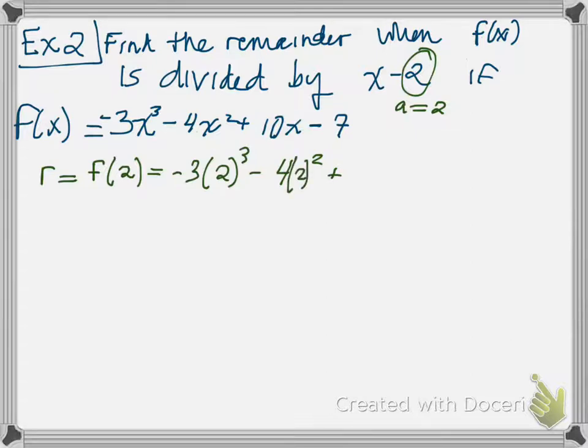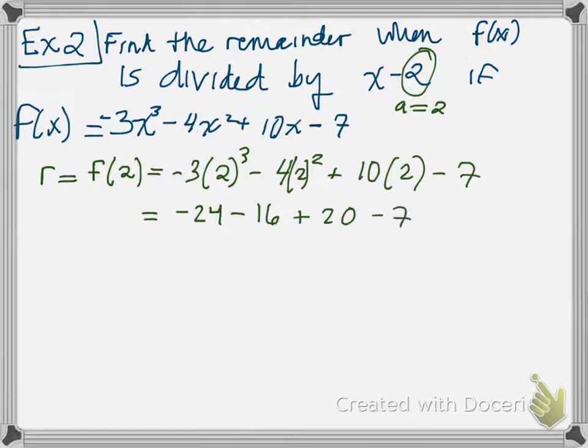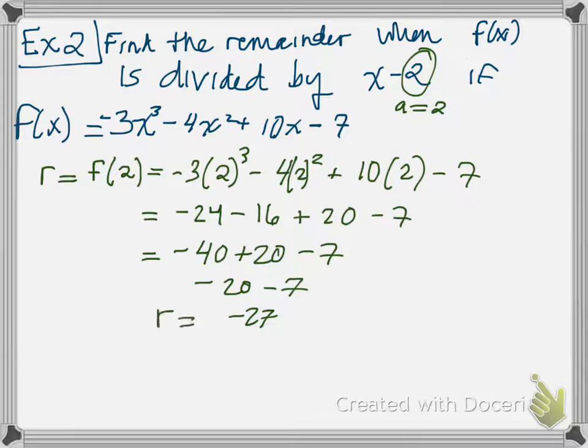So basically I'm just plugging in 2 for x. And now I'm just going to simplify and see what I get. So 2 to the third is 8 times negative 3 will be negative 24. 2 squared is 4 times negative 4 is negative 16 plus 10 times 2 is 20 minus 7. So I know this is going to be negative 40 plus 20 minus 7, which is negative 20 minus 7, or negative 27. So then I know that my remainder will be negative 27.